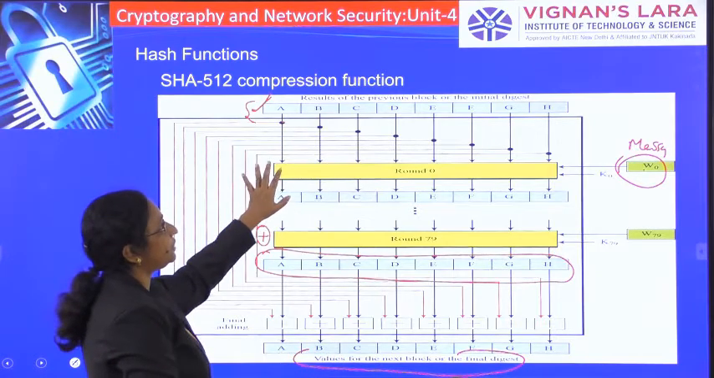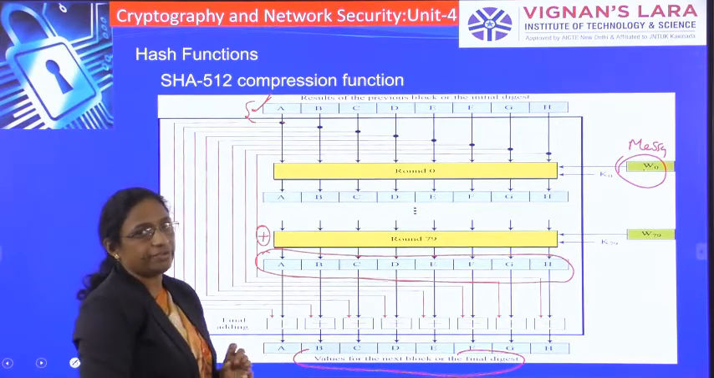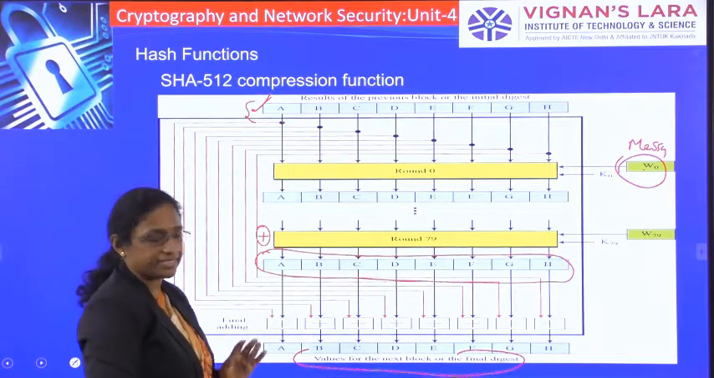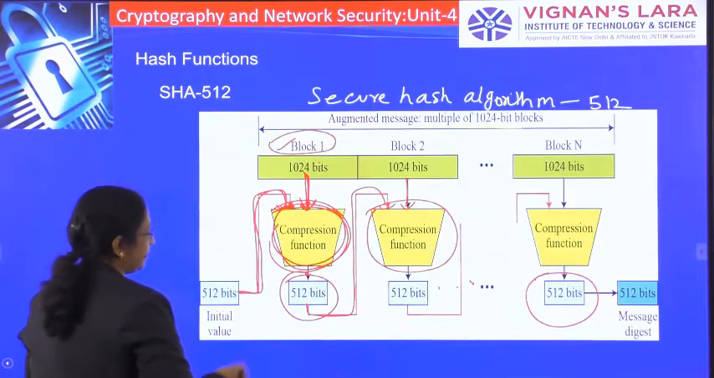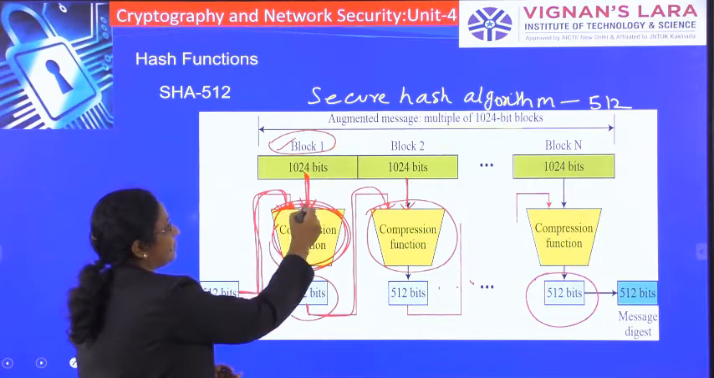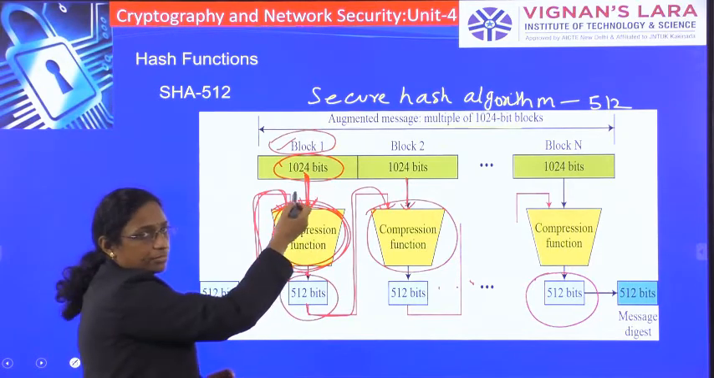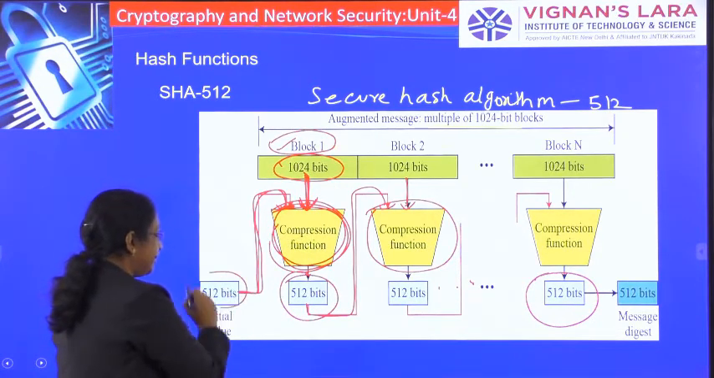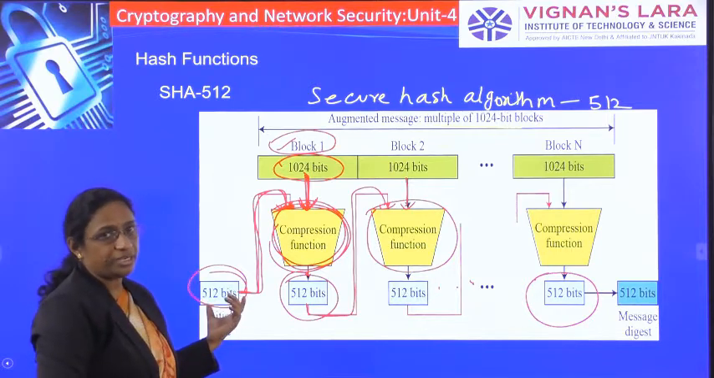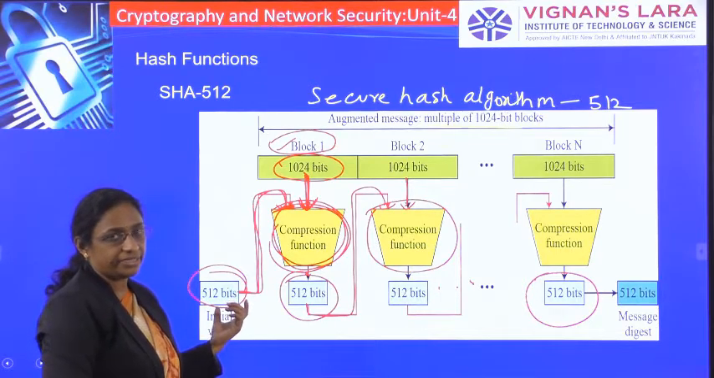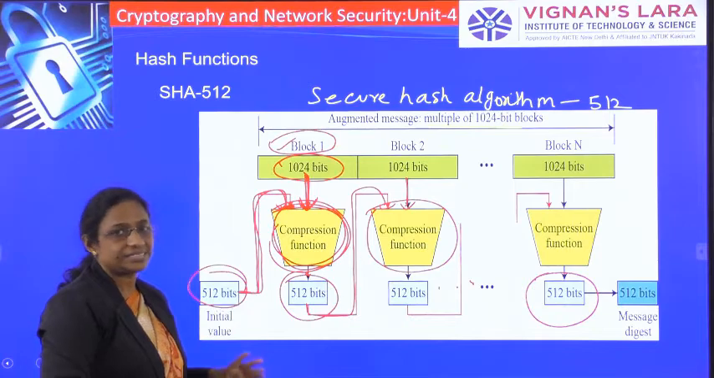So this is your compression function. As we have said, the compression function takes 1024 bits of message along with your initial value. These 512-bit initial values that you have will be stored in the registers.